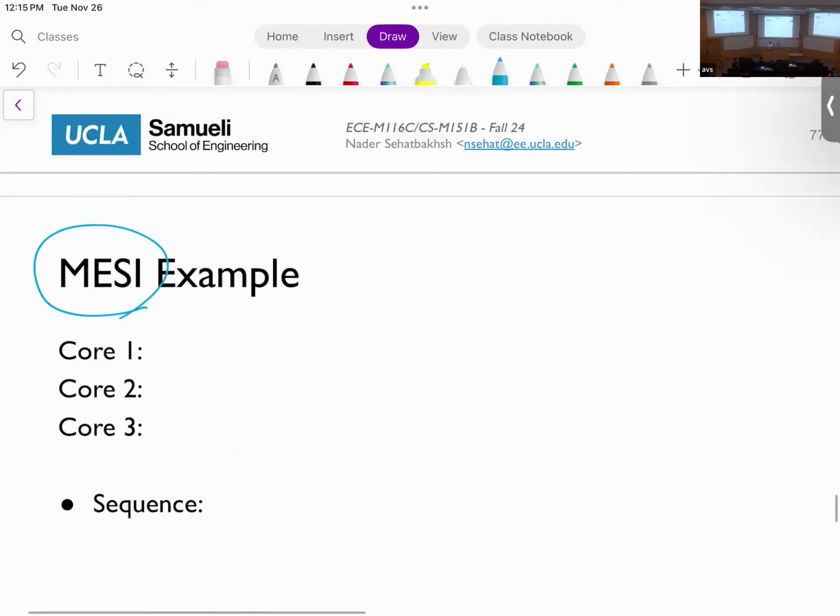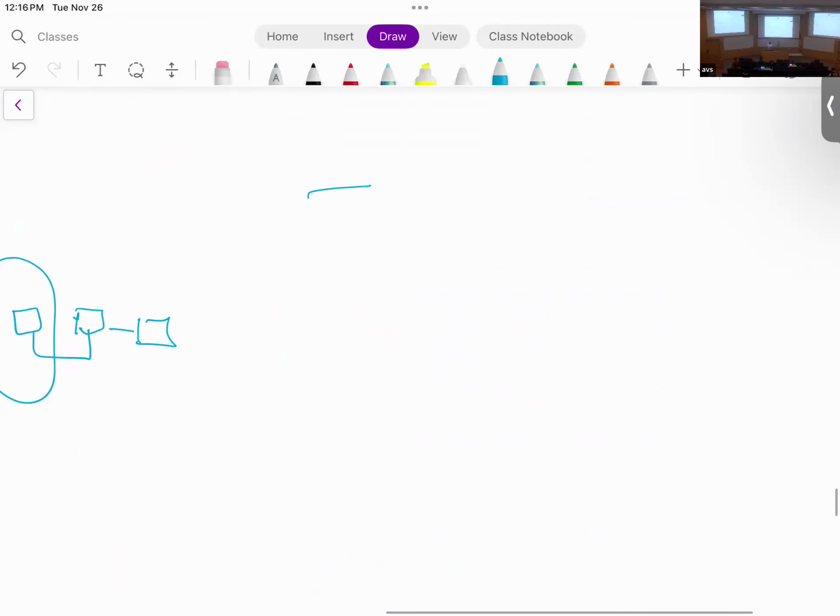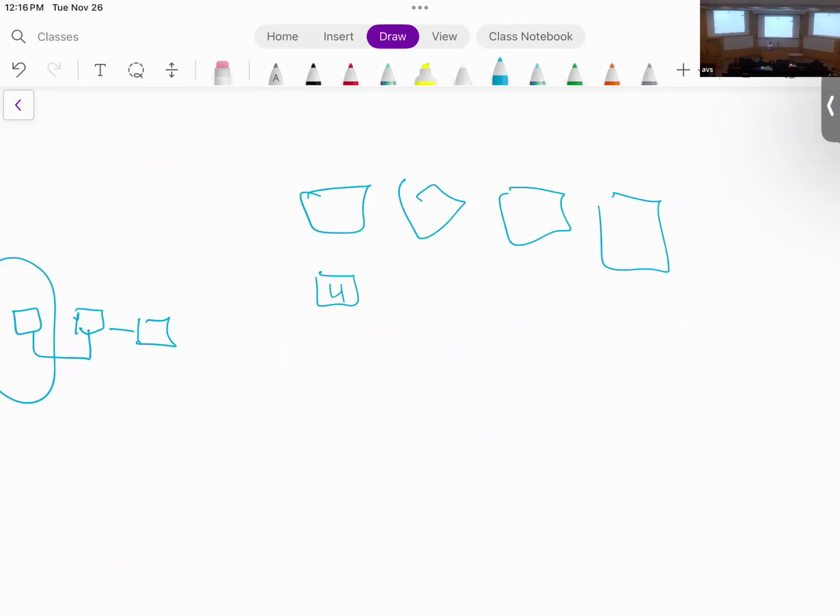So the question is about exclusivity. Let's say we have 4 cores, okay? Each one has their private cache. This is L1 private cache, okay? L1, L1, L1. These are private, which means that this core cannot access the data here. These are private caches, okay?